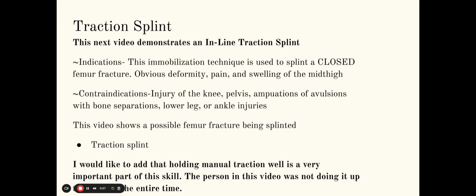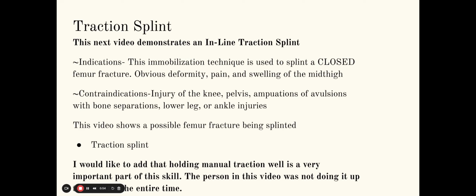For our final video, we are going to be doing the traction splint. Demonstrates the use of an inline traction splint. This immobilization technique is used to splint a closed femur fracture. Any obvious deformity, pain, or swelling to the mid-thigh without an open wound, we would assume closed femur fracture. Contraindications are any injuries of the knee, any suspected pelvic fractures, any amputations, avulsions where there's bone showing, tib-fib fractures, ankle fractures, things like that. Really, if it's an isolated closed femur fracture injury, we are going to be using this traction splint for it.